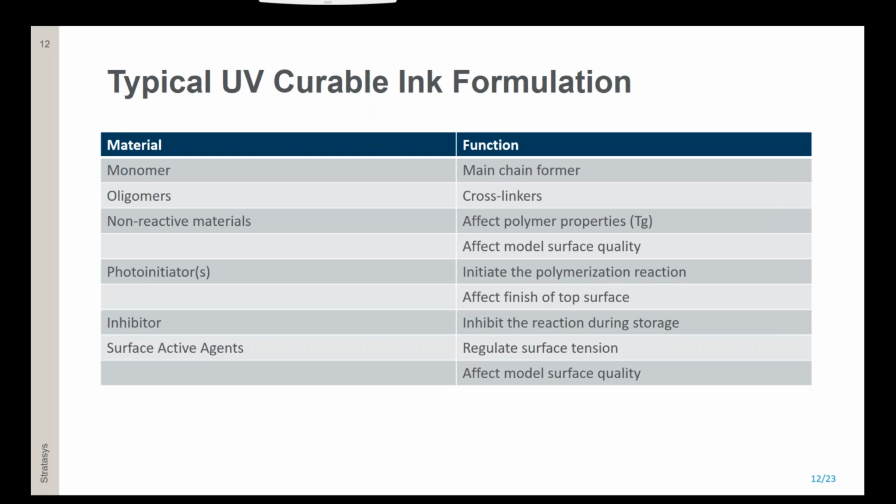And also, last but not least, you have surface active agents, which regulate the surface tension. That is required for the print head calibration. So you need a certain surface tension in order to be able to jet the ink. But they also affect the surface quality of the model, how the model looks at the end. And we will see in a minute why that is important.